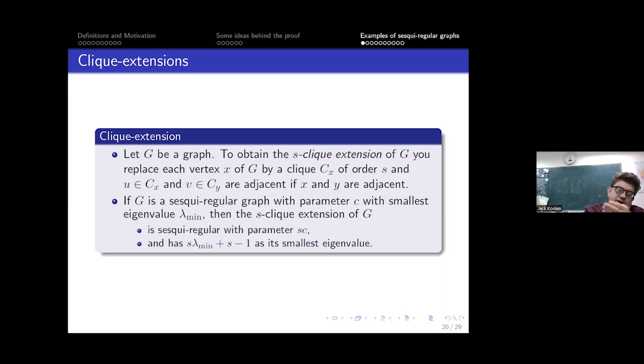So you can construct. If you start with -2, then if you take the 2-clique extension, you get a graph with smallest eigenvalue -3. So if you take a sesqui-regular graph with parameter c and -2, then you get one with 2 times c and -3. That's what it's like.